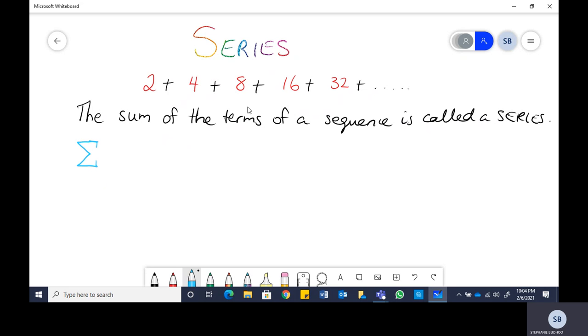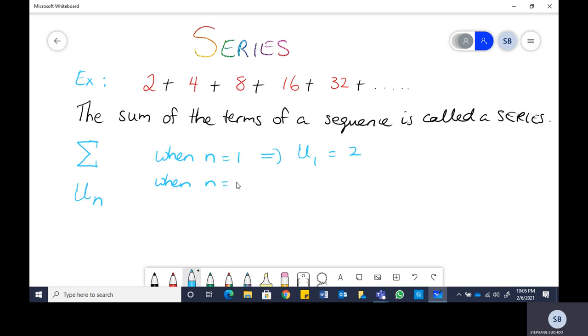So let's just consider this series, for example: 2 plus 4 plus 8 plus 16 plus 32 plus, going on and on, which means it must be continuing until infinity, right? So remember that when you're dealing with sequences, you have that u subscript n, and it represents your sequence. Looking at this series, when n is 1, you get u subscript 1 is 2, and that's our first term.